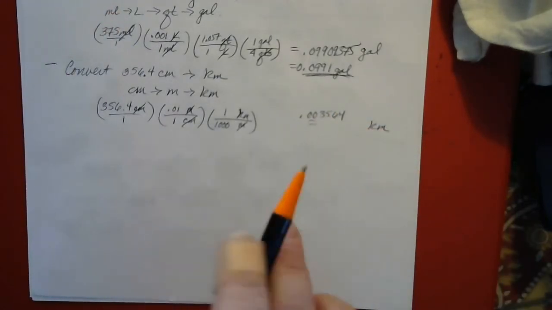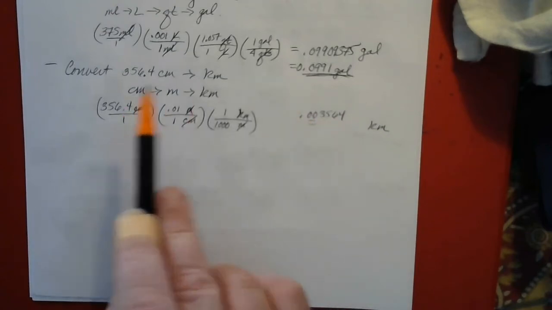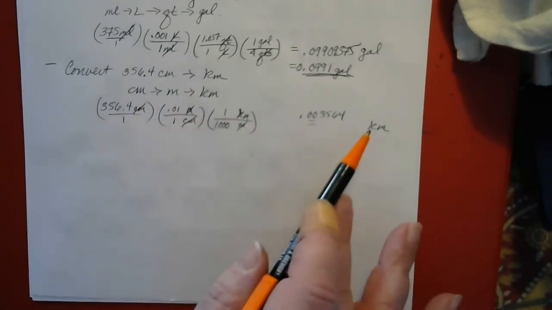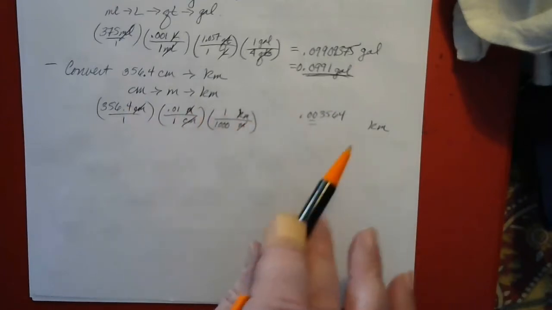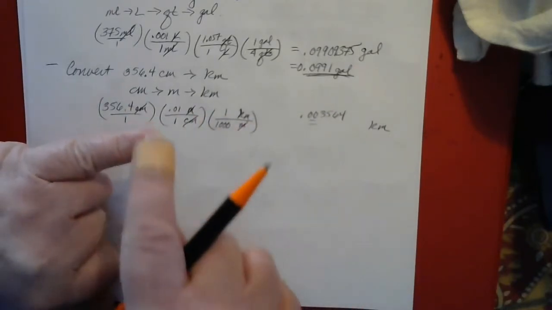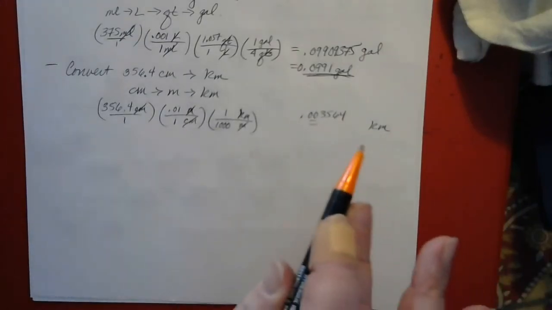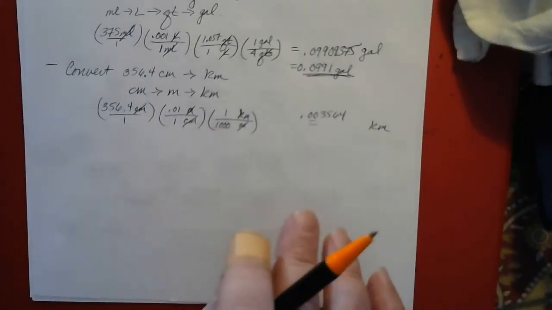kilometers. That's a really small number, which is expected because the unit got quite a bit bigger. You know, a centimeter is only about the width of the tip of your little finger. A kilometer is a little over half a mile. So the unit got a lot bigger. It's not surprising that the number got a lot smaller.